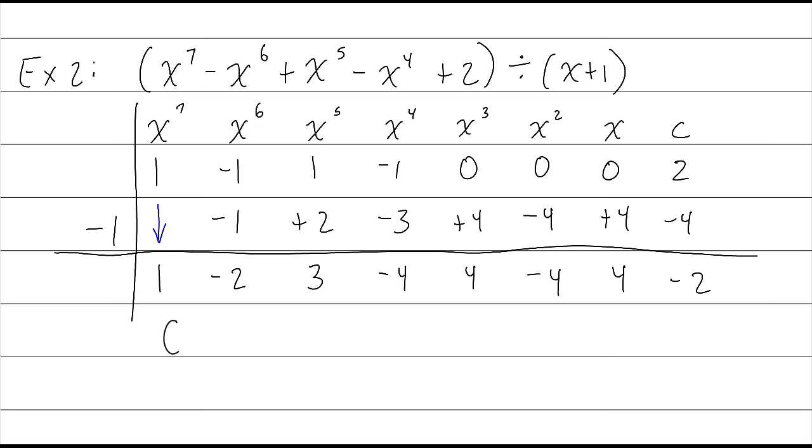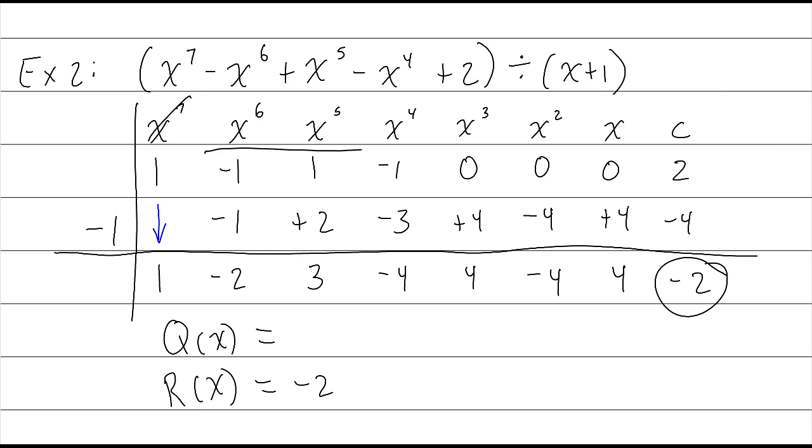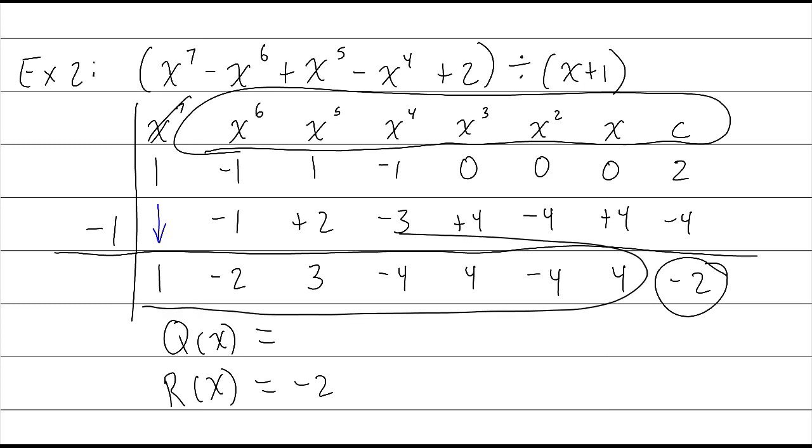So quotient and remainder. All right, the remainder is always easy. It's that last number. So negative 2, you're the remainder. All right, what about the quotient? Remember, when you divide, that gets knocked down. So we don't have x to the 7th. We have x to the 6th, 5th, 4th, 3rd, 2nd, first power, and then the constant. And that's going to pair up with these numbers here.